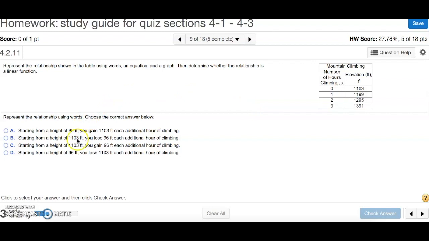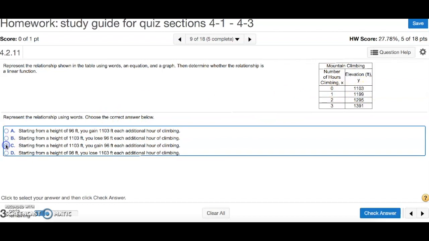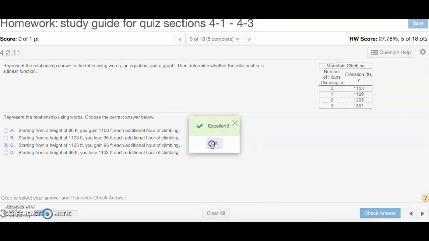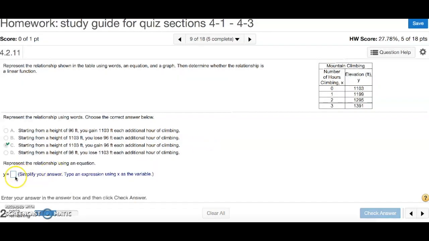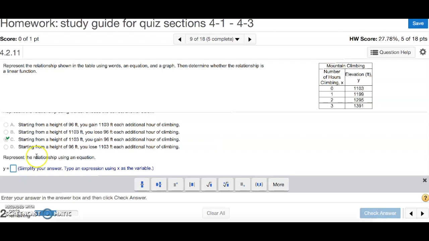So looking at our descriptions, we're starting at a height or elevation of 1,103. So starting from that, so either B or C, we are going up, we are gaining 96 feet, so that's going to be C. So my equation, so we said gaining 96, so 96x, that's going to be our change. We're going up by that, and we're starting at 1,103, so plus 1103.